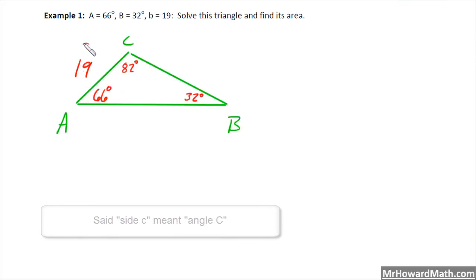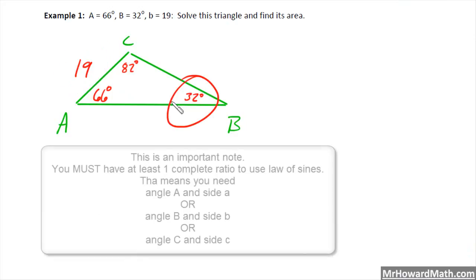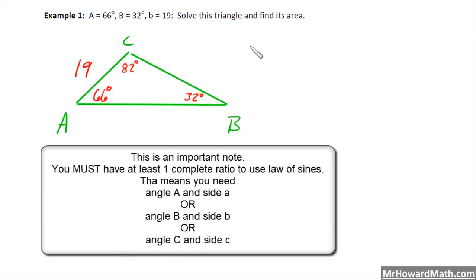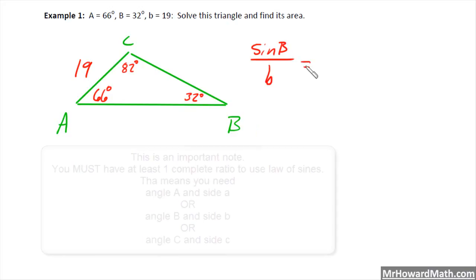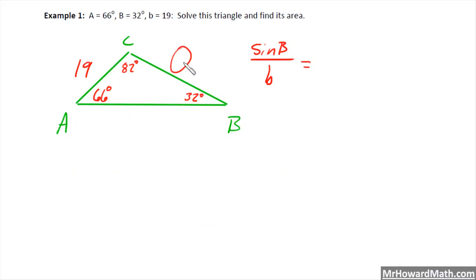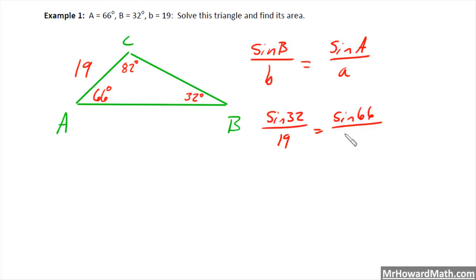So right now I have side B and angle B, so I know that has to be one of my ratios. So just writing out the ratio here, sine B over side B is going to be equal to, we can find side A first, so I'm just going to fill it in, sine A over A. So let's fill this in. Sine of B, that would be sine of 32 degrees over side length B, which is 19, is equal to sine of angle A, so sine of 66 degrees, all over side length A.